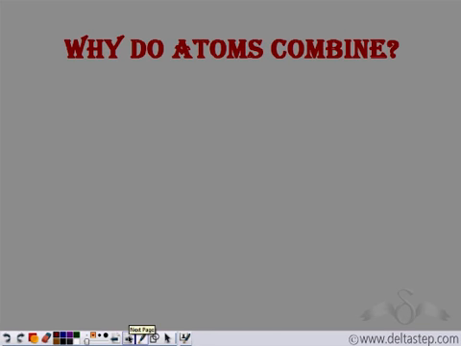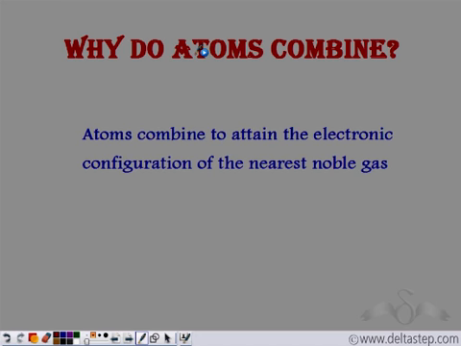Why do atoms combine? We know in life everyone tries to attain stability. So is the case with atoms. They combine to attain stability. That is, they combine to attain the electronic configuration of the nearest noble gas. Noble gases, we know, are very stable because they have complete octet. So when atoms combine, they try to attain the electronic configuration of the nearest noble gas, and hence they attain stability.